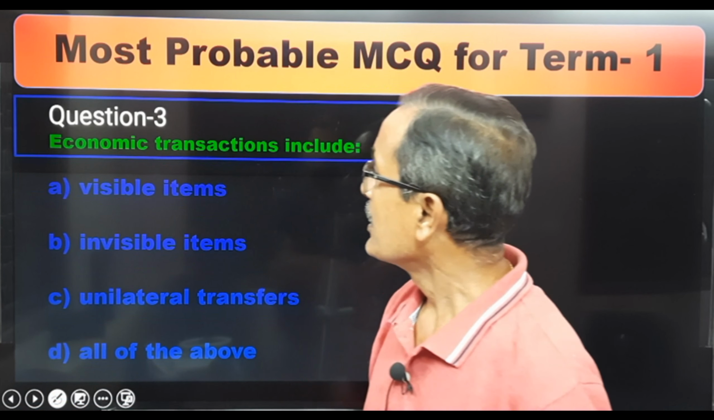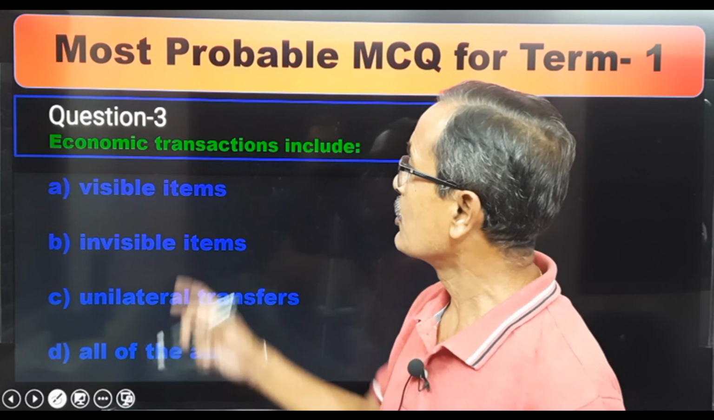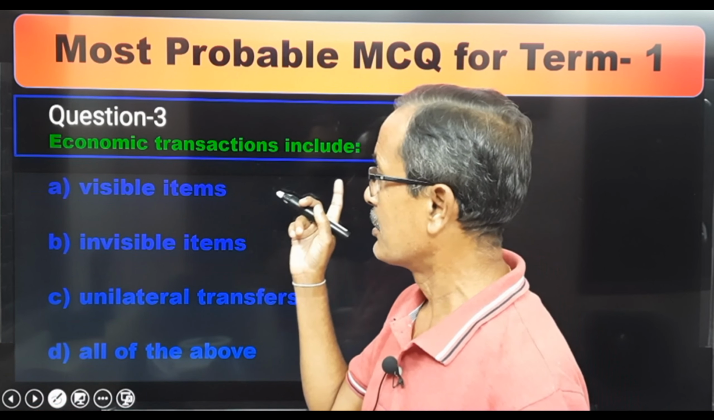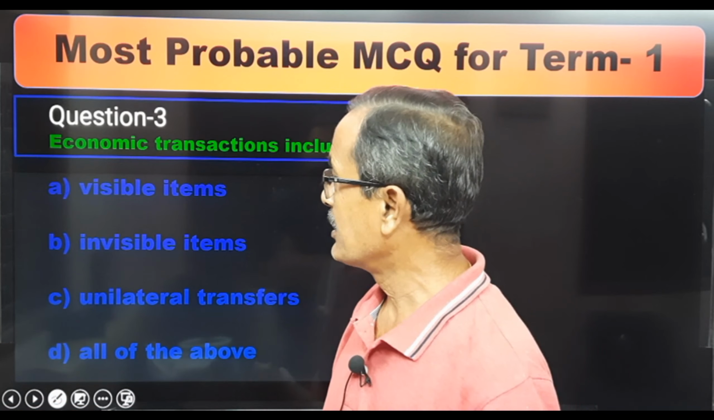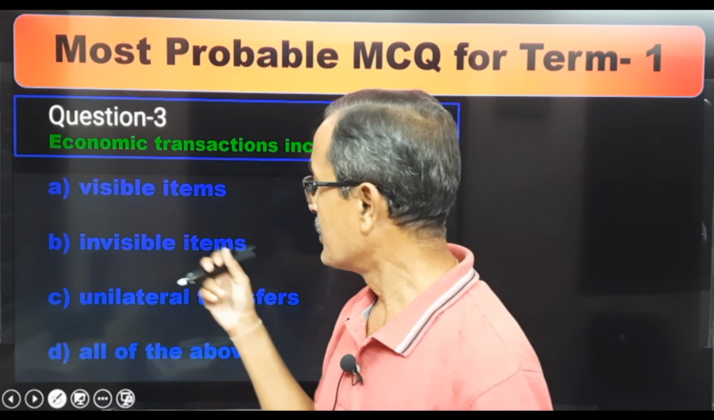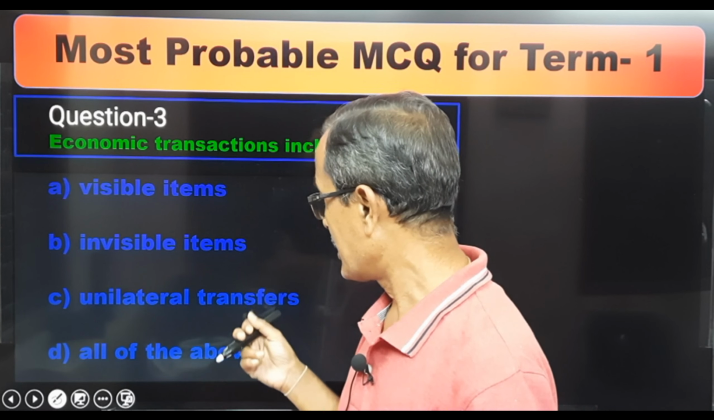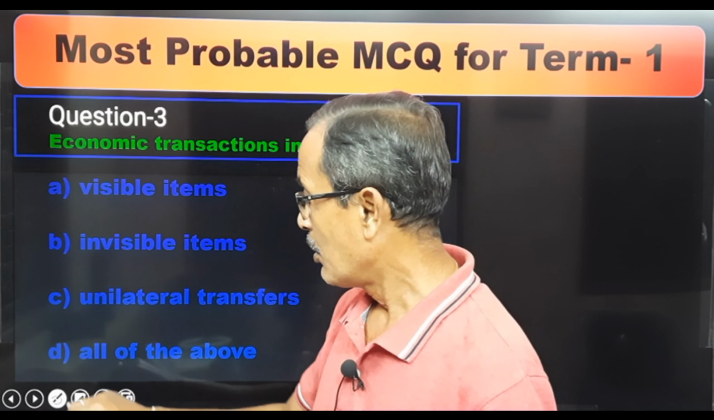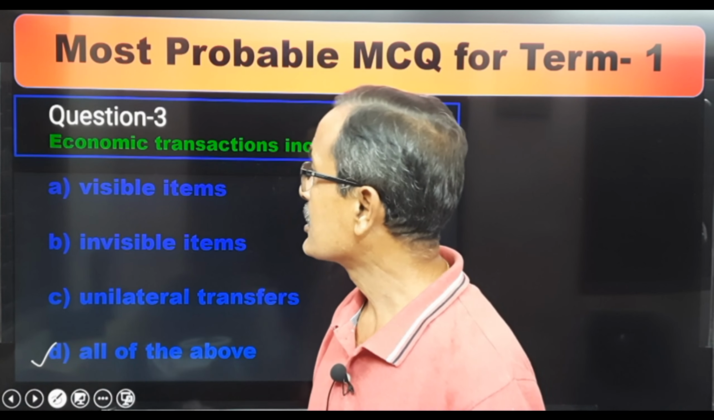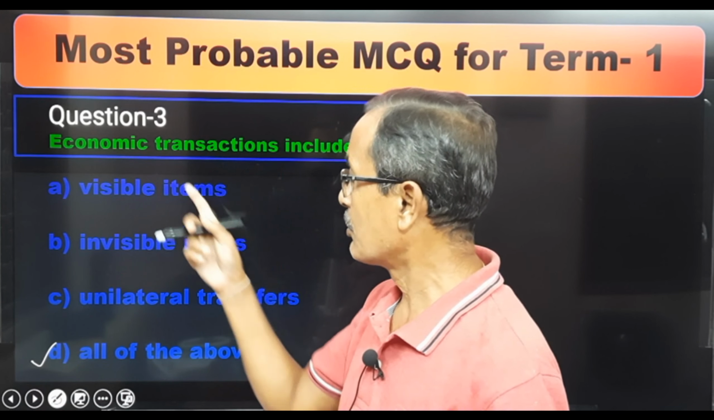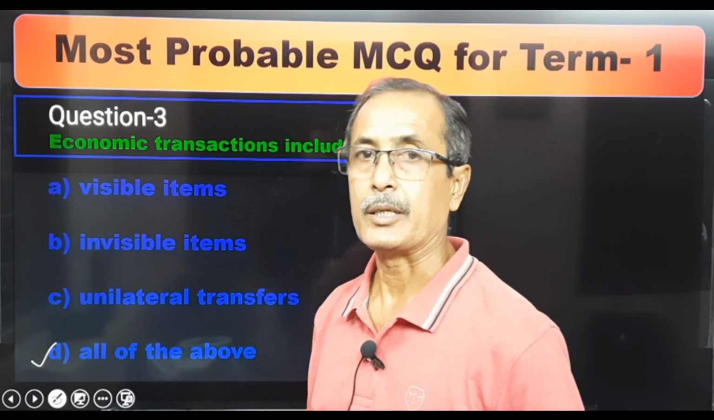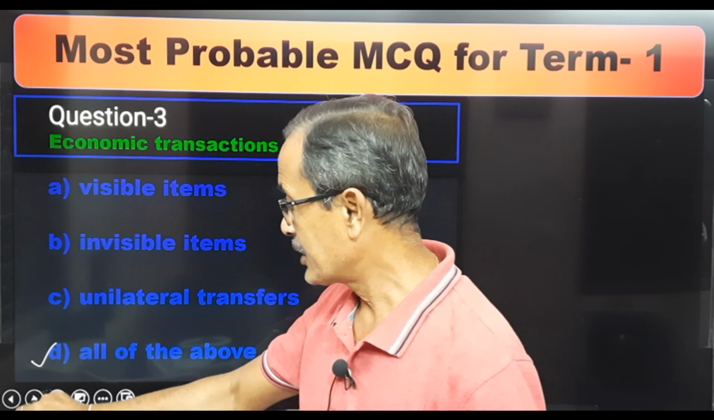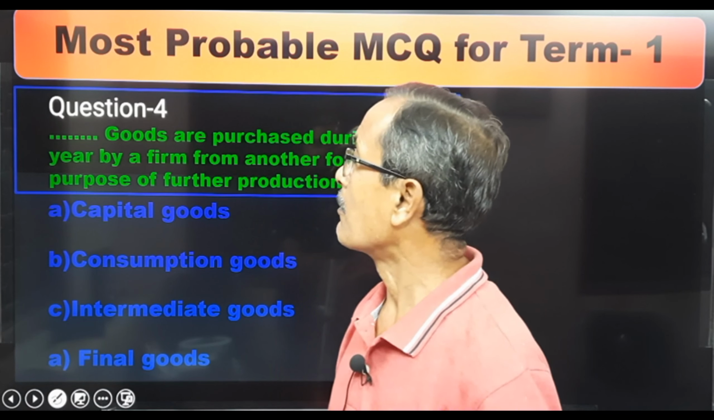Then question number 3. What's given here? Economic transaction includes, options given here: visible items, invisible items, unilateral transfer, all of the above. Your option will be all of the above, because we know economic transaction includes all these 3 items.